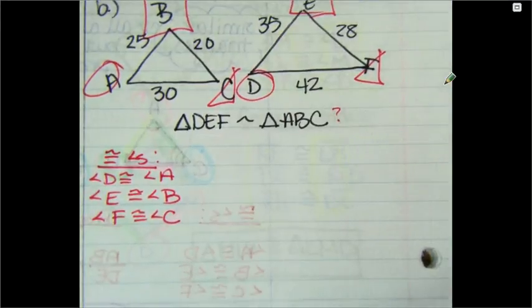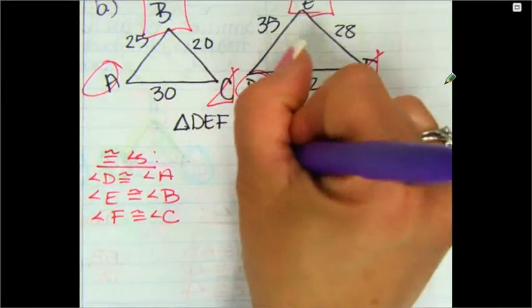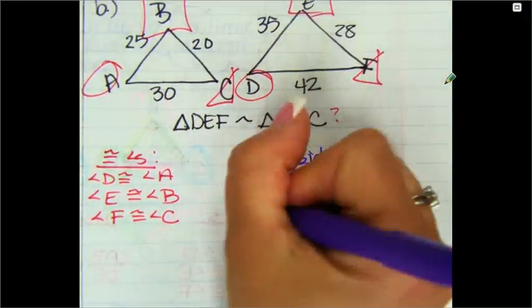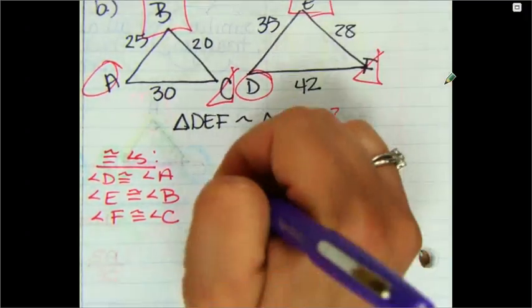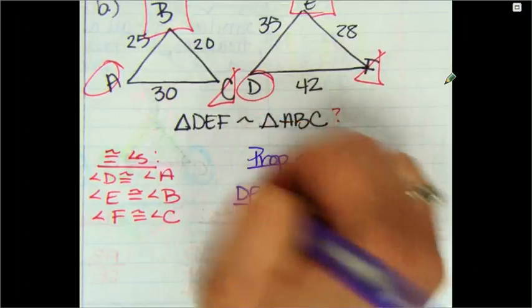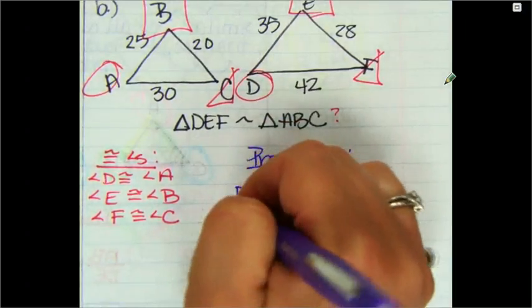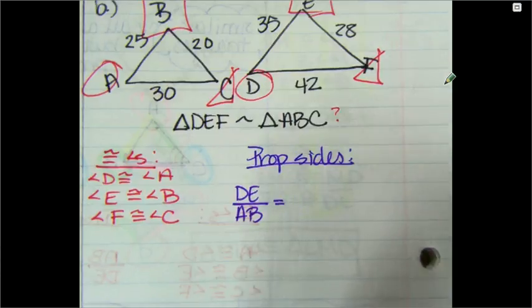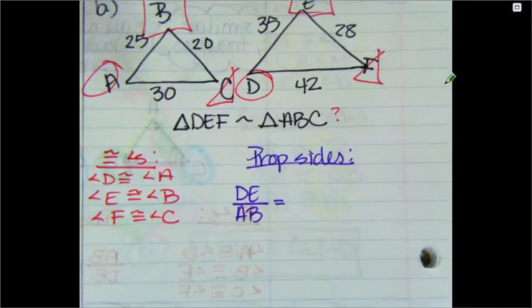All right. Proportional sides. Now, we're not going to put them next to each other because we want to see if they're all equal. So what's the first side going to be? DE over AB. Does it matter that it's DE over AB? Yes, it does. Can I have AB over DE? No.